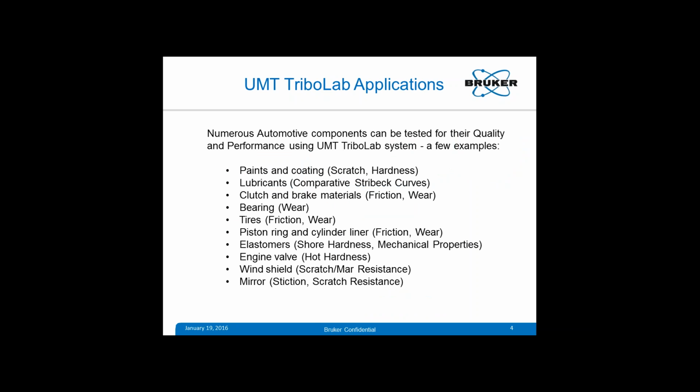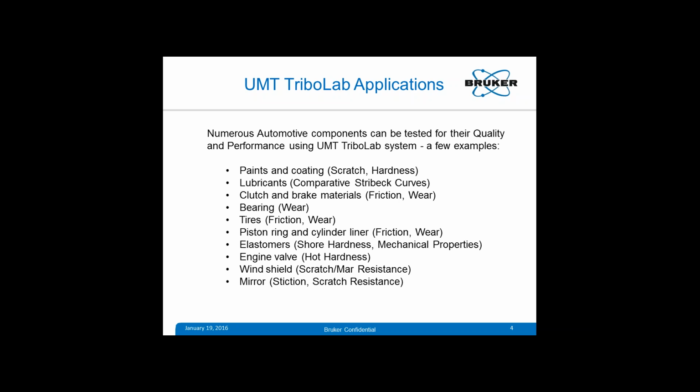Here are a few examples of auto components that can be tested for their quality and performance using the UMT TriboLab system. For example, paints and coatings can be tested for their scratch adhesion and hardness. Lubricants can be tested for their comparative Stribeck curves, so comparing lubricants from one another, which one is better and which one will be performing at particular conditions. Clutch and brake materials, tires, piston ring and cylinder can be tested for their friction and wear. Bearings are tested mostly for wear, but friction as well.